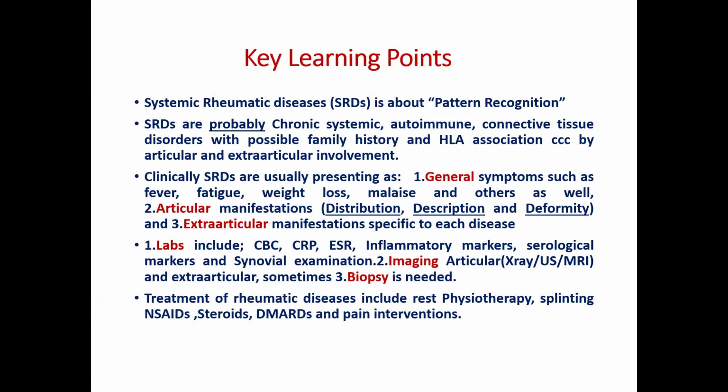With labs, you need to check inflammatory markers and serological markers. And we mentioned that there are screening tests and there are confirming tests. Imaging, articular, and then biopsy is important in some diseases, and we explained this part. Treatment of rheumatic diseases includes NSAIDs, steroids, DMARDs, biological and non-biological, and pain interventions. Thank you.